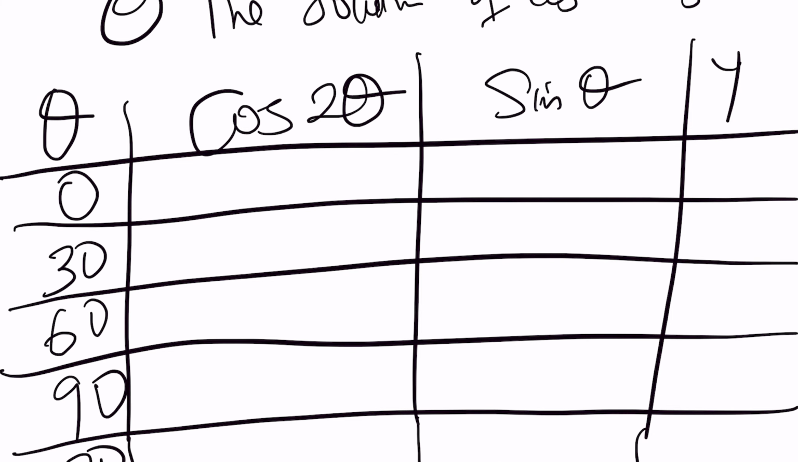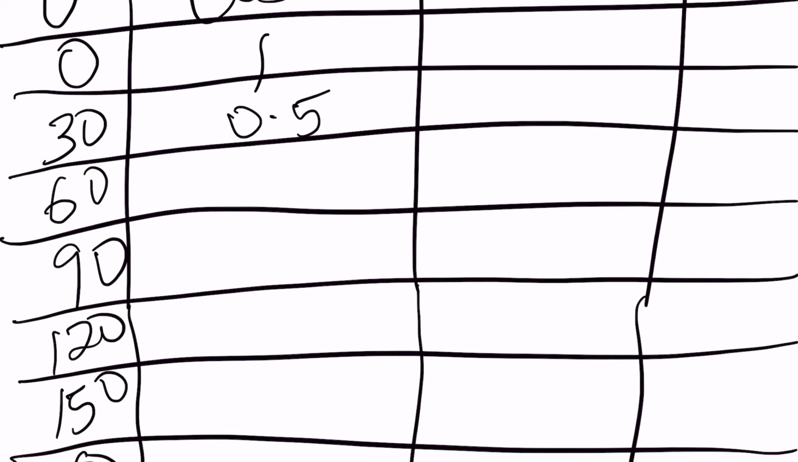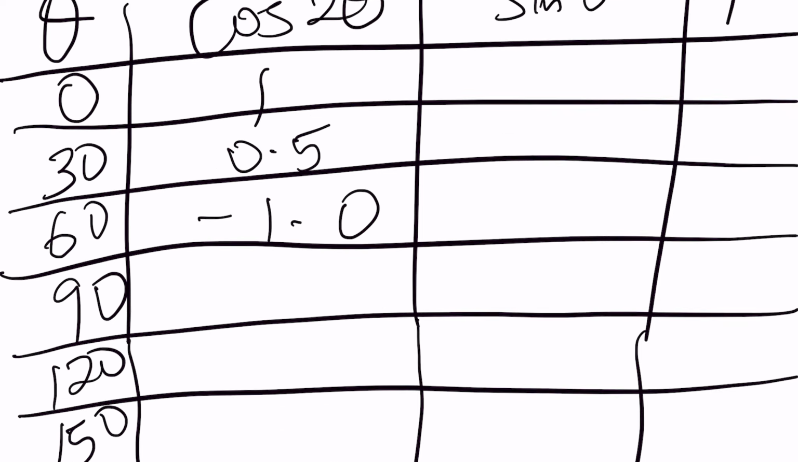At 0, our cos 2 theta is 1. At 30, our cos 2 theta is 0.5. At 60, our cos 2 theta will now be 2 times cos 60. We have it to be minus 1.0. At 90, we have it to be minus 0.5.